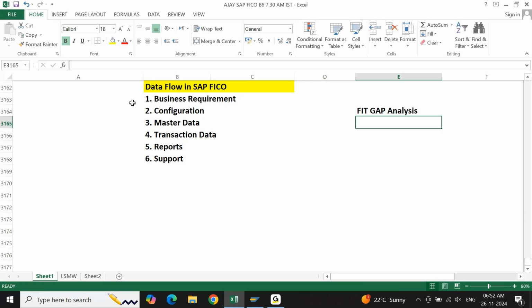But your client is asking something else. He's asking the system to behave in a different way, which is not possible in standard SAP. You may need to go for some kind of customization. When you're talking about fit, standard configuration will meet the client business requirement.